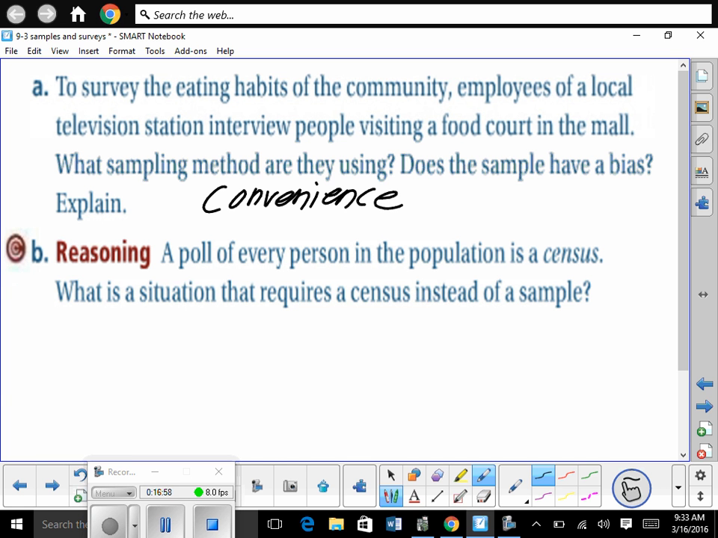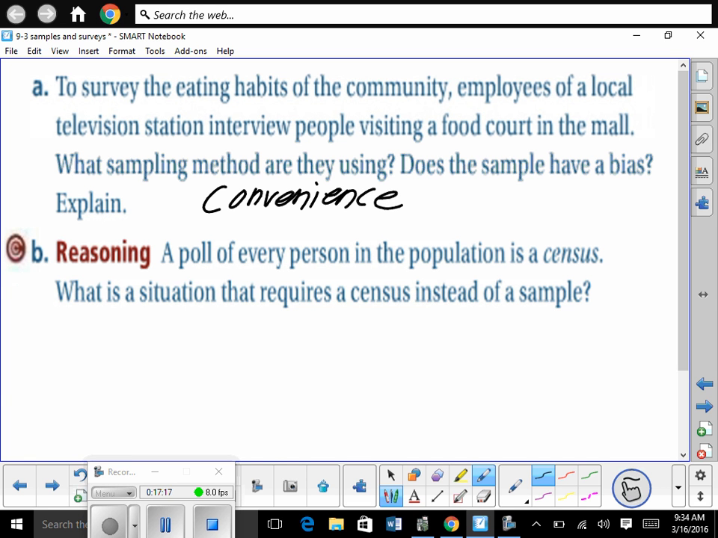And another one I thought of: if they're eating at the mall, they're obviously willing to eat out, right? So couldn't it overrepresent fast food eaters? Yes. Okay, so everybody's good with that, right? So I'm not going to write that down. You're good to go. Now, a poll of every person in the population is a census.